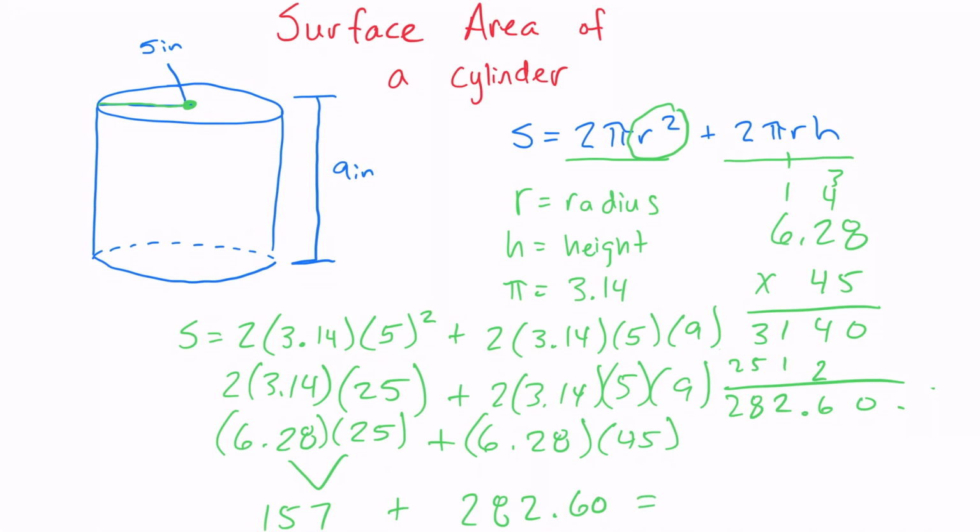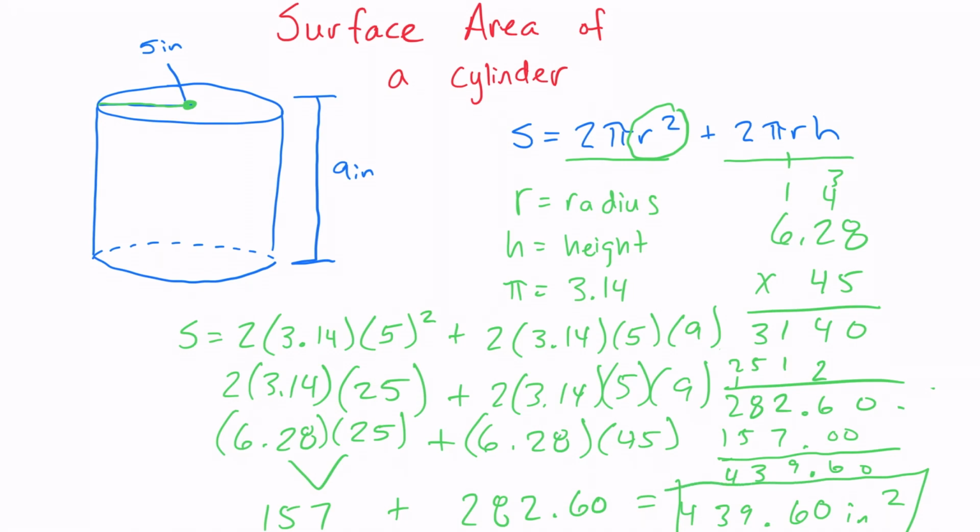When we add these values up, 282.60 plus 157, and we could add zeros here if we want, 0, 6, 9, bring our decimal down, 5 and 8 makes 13, carry the 1, 2, 3, 4. So we get 439.60, and this is going to be in inches squared because we are talking about the surface area. So it's inches squared because, again, units is inches, and area is always squared. So 439.60 inches squared, and that's going to be our surface area. And that is how we find the surface area of a cylinder.